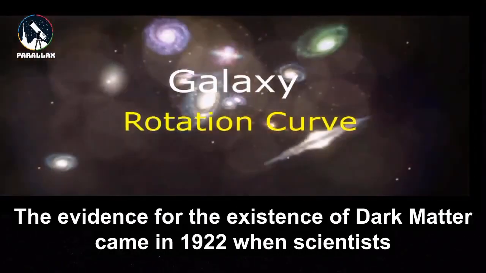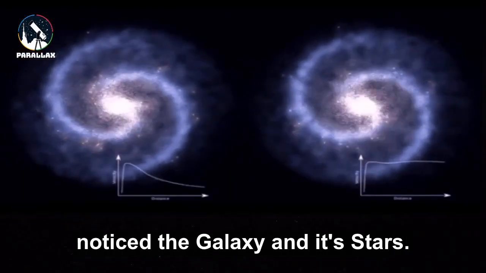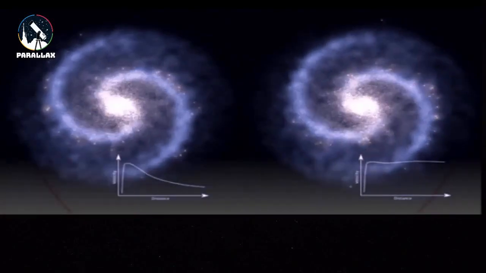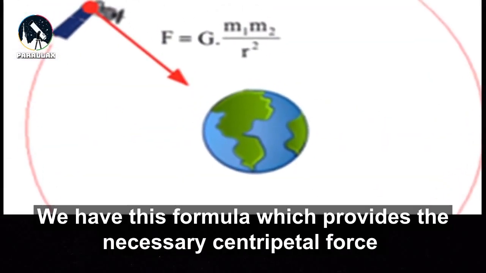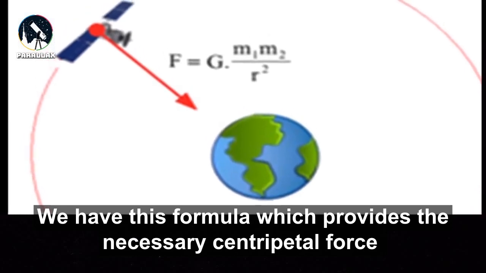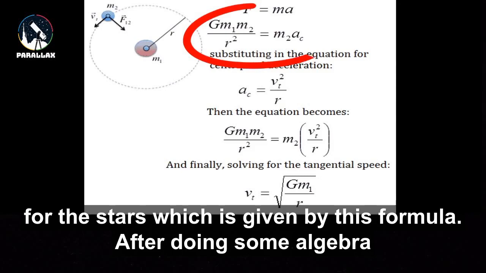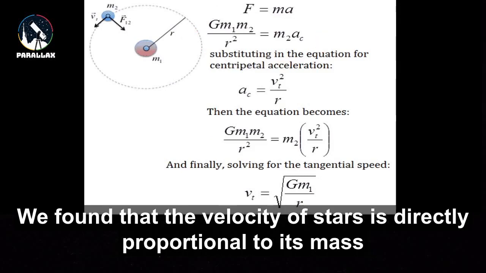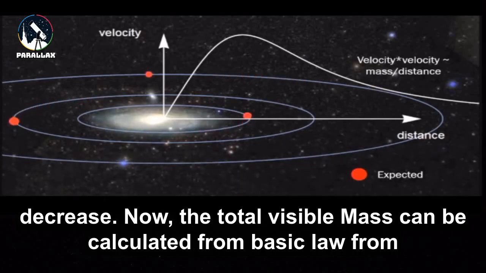The evidence for the existence of dark matter came in 1922 when scientists noticed a galaxy and its stars. From Newton's law of gravitational force between stars and galaxy, we have this formula, which provides the necessary centripetal force for the stars, which is given by this formula. After doing some algebra, we found that the velocity of stars is directly proportional to its mass. So as the stars move away from the center of the galaxy, its velocity must decrease.